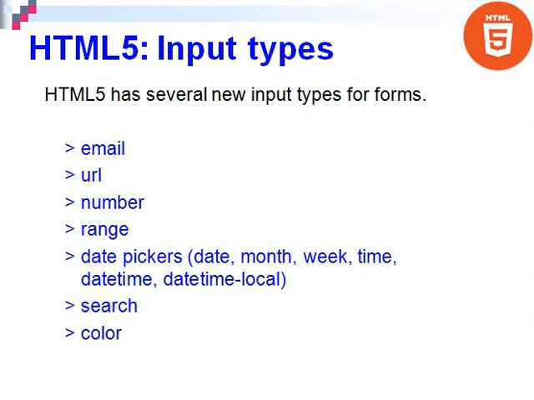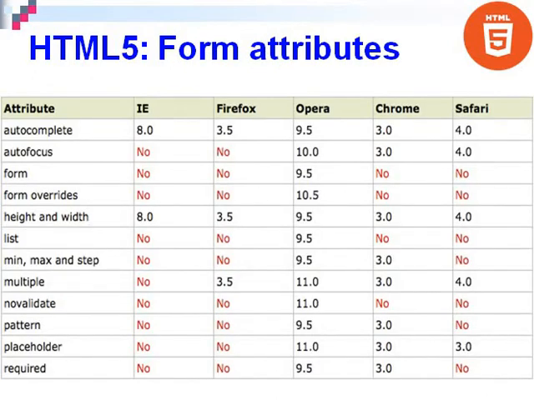Regarding these features, now we can see the enhanced form attributes. Autocomplete is there, autofocus, form overrides, height and width, list, min, max, step, multiple, novalidate, pattern, placeholder, required. These are some of the additional attributes available in HTML5 for the form tag.